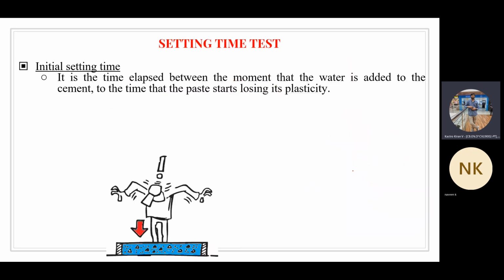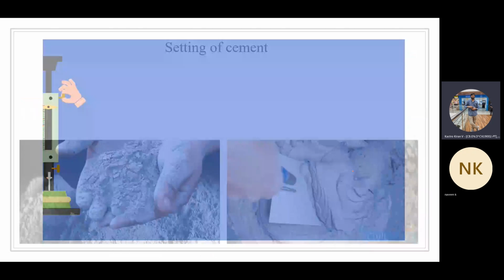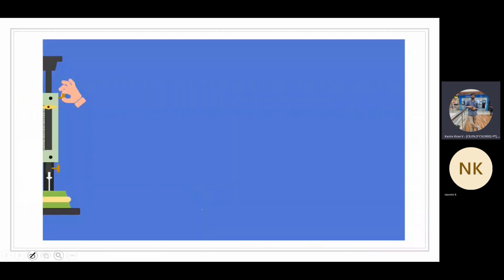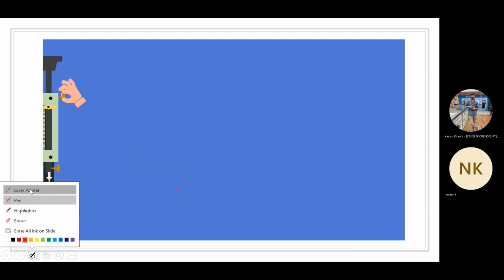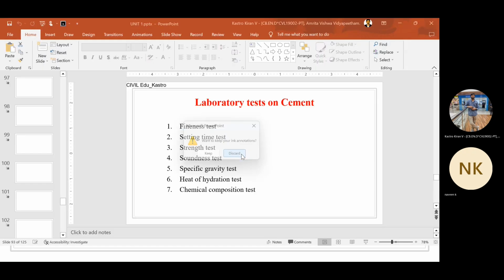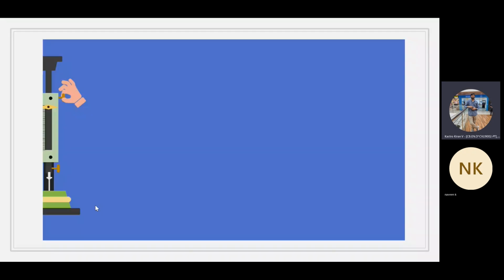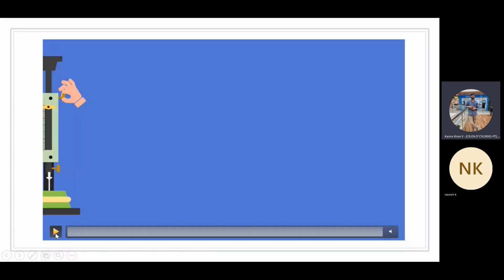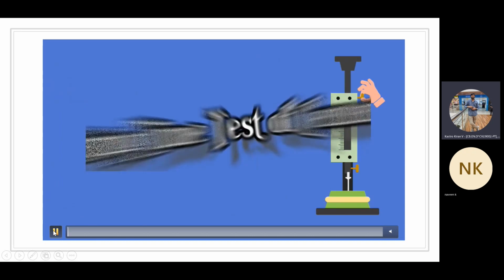I'll just show you one thing. Just give me a second. I have one video. I'll just play this video so that you'll have a better idea about this. I think the video is available, but why is it not? Yeah. So you can see the video part so that you'll be able to understand.